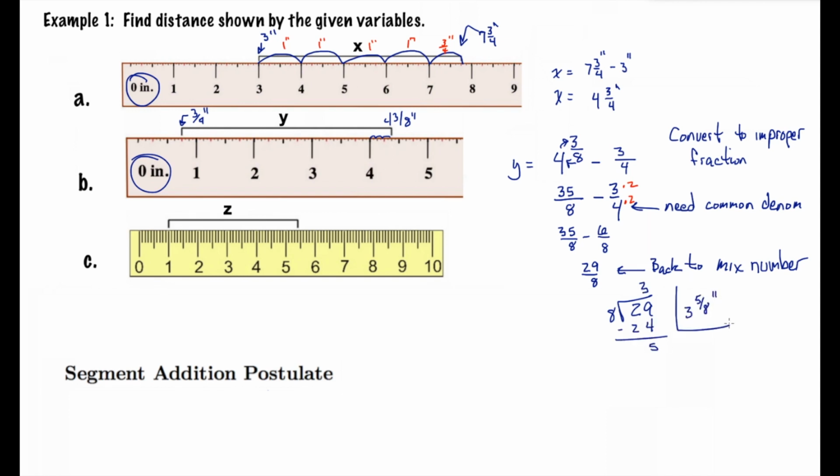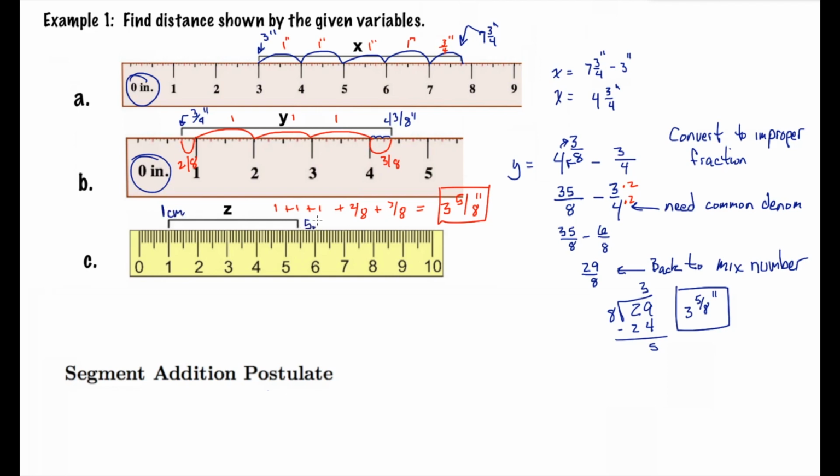I can also just count how many whole inches I get here with y, and I get 1, 2, 3 whole inches, and then a little bit before, it looks like 2/8, and a little bit after the 4 is 3/8. So 1 plus 1 plus 1 plus 2/8 plus 3/8 is 3 and 5/8. Well, that's the same as I got before. That's good.